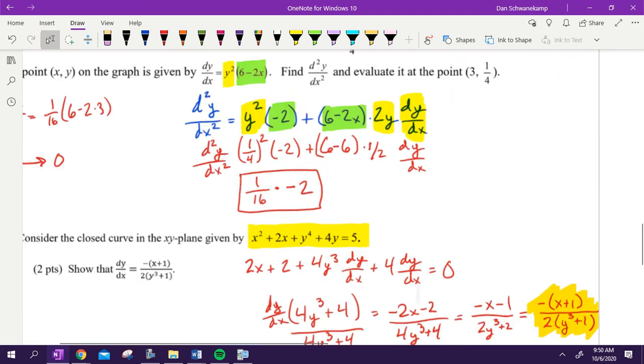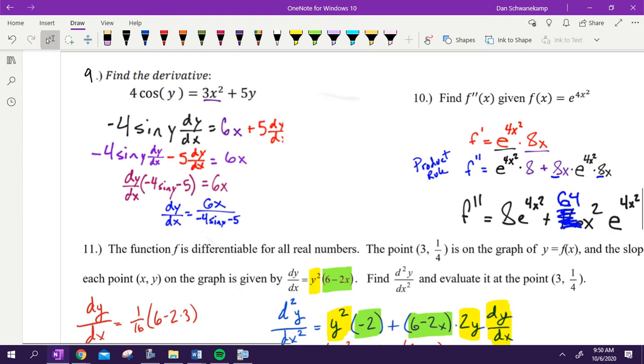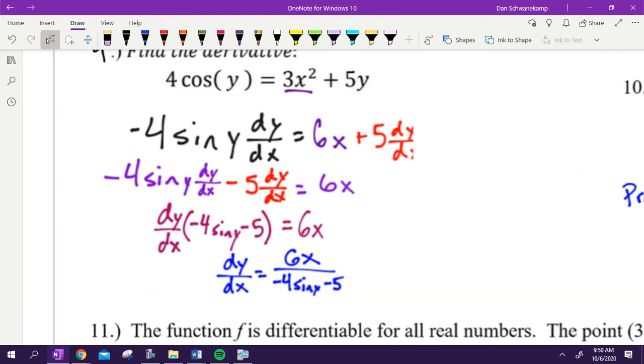Number 9. Number 9, we're finding the derivative. 4 cosine y equals 3x squared plus 5y. Okay, I started off by finding the derivative. Okay, so 4 cosine. 4 is a constant, so it's going to hang out. Then I took the derivative of cosine, which is negative sine. I rewrote the baby, and then I had to multiply by the derivative of the baby, dy dx.